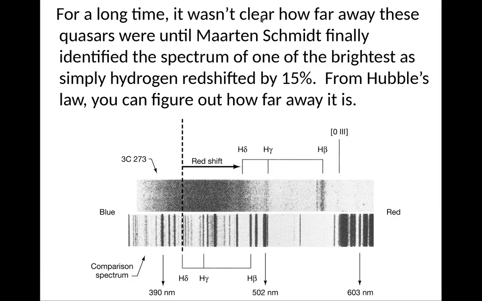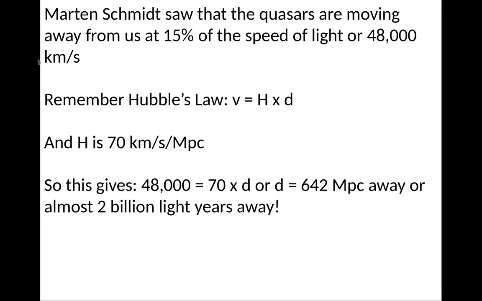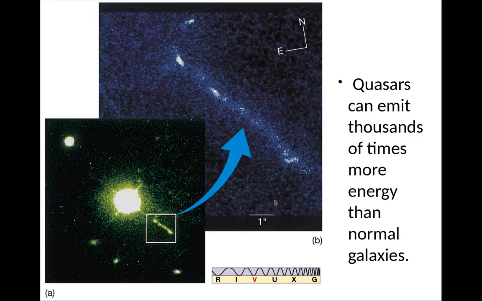So for a long time, it wasn't clear how far away these quasars were until they finally identified a spectrum of one of these things, and it showed hydrogen redshifted by 15%. So from the Hubble law, you can figure out how far away it is, and the answer is really far away. Basically 15% the speed of light is about 48,000 kilometers per second, and so this thing was about 642 megaparsecs away, or almost 2 billion light years away. So this is very, very far.